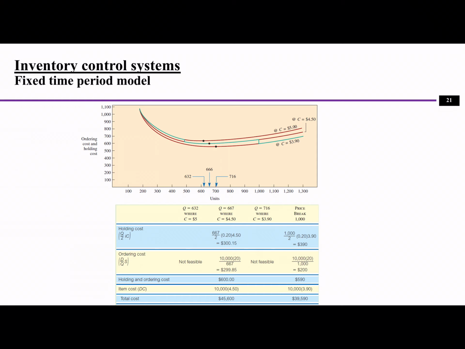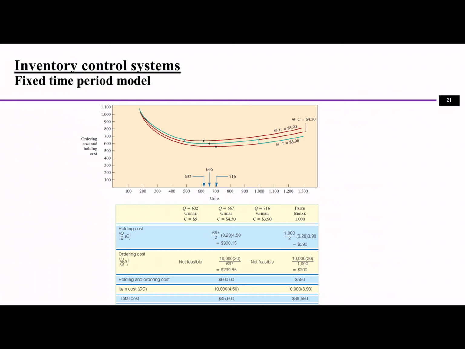Similarly, if it is over 999, then we're going to use the third part of the price break, which is the third line. So in this case, we can see clearly that in the price break model, we are only using a segment of each EOQ model.